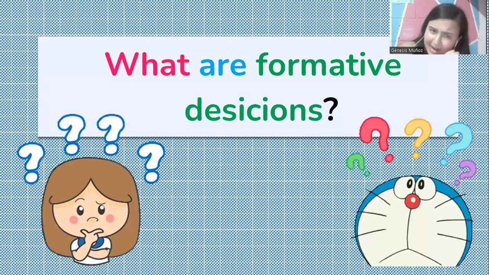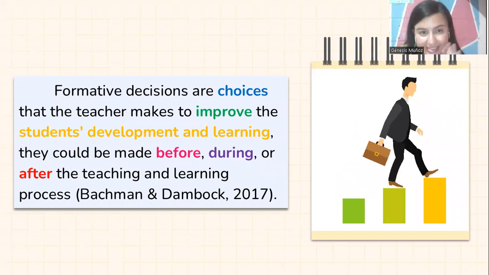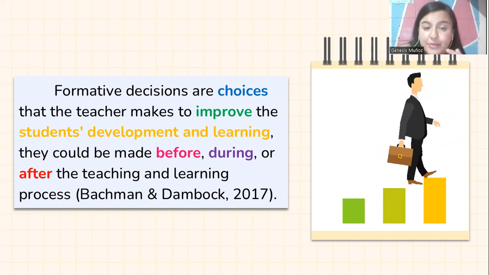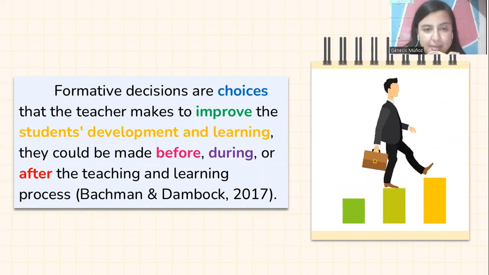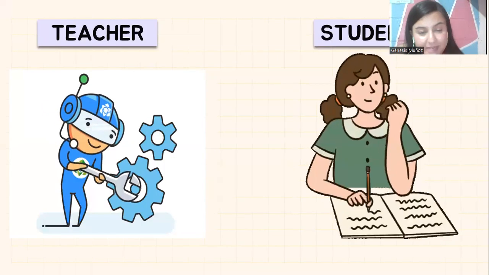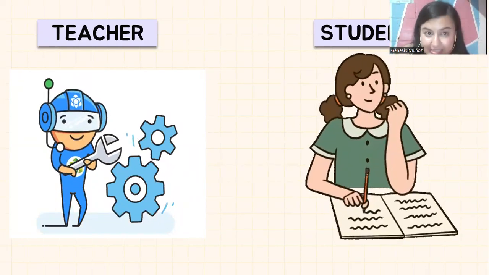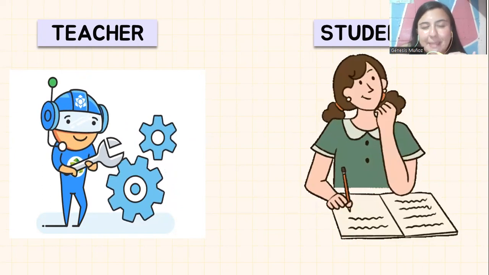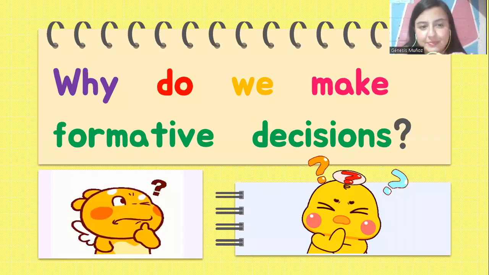But what are formative decisions? Formative decisions are choices that the teacher makes to improve the student's development and learning. They could be made before, during, or after the teaching and learning process. Bachman and Damböck, 2017. Formative decisions are usually applied by teachers in order to progress, reinforce, and enhance a student's knowledge, since formative decisions involve different aspects that we will mention later.